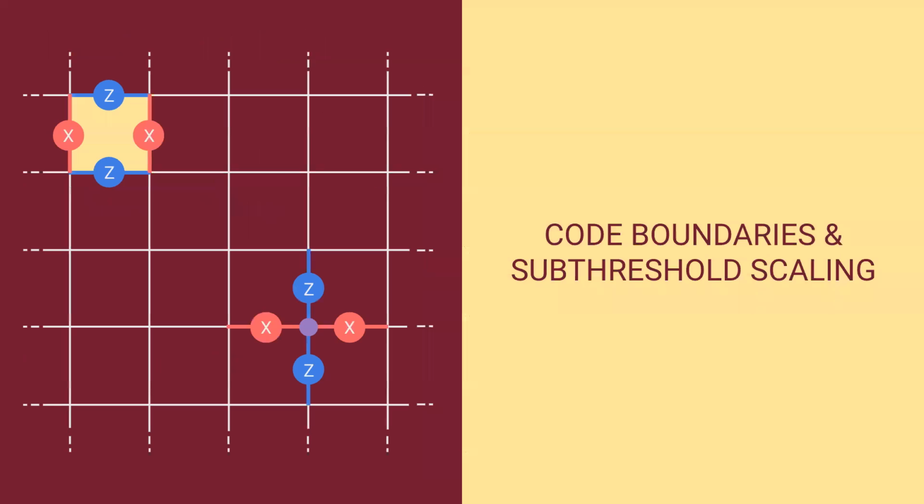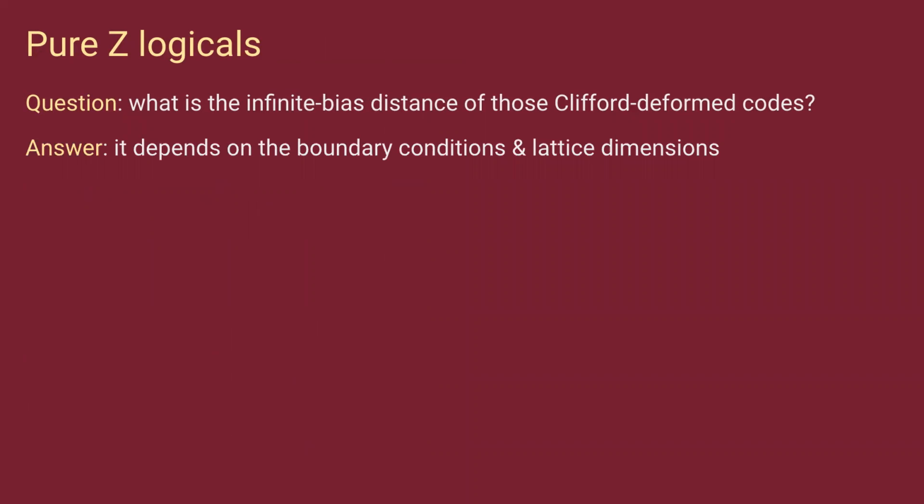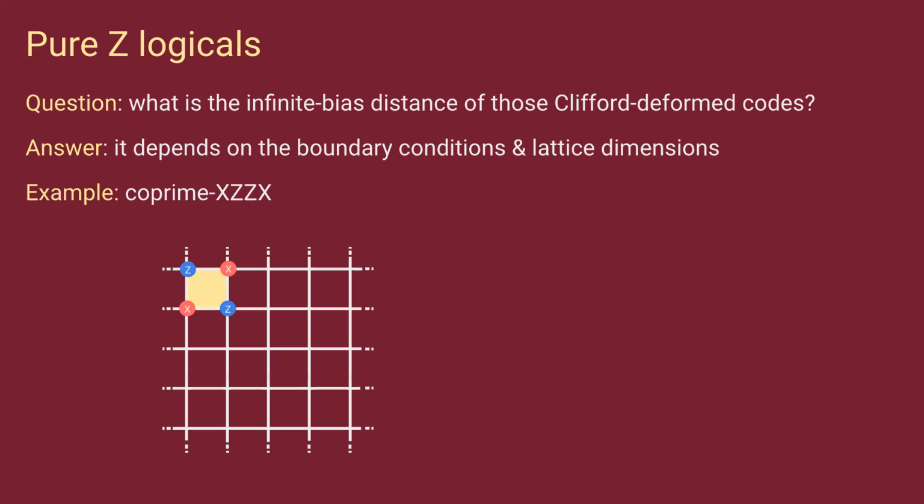Okay, I probably don't have much time, but I wanted to talk a bit about code boundaries and subextensive scaling. What do you mean by the sense of those different cuts? The answer is that it depends on the boundary conditions. So let's look at a simple example. I have an animation for that one.